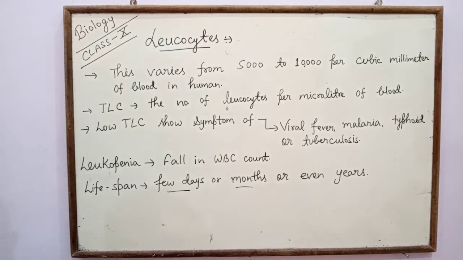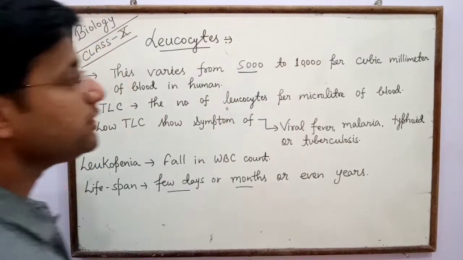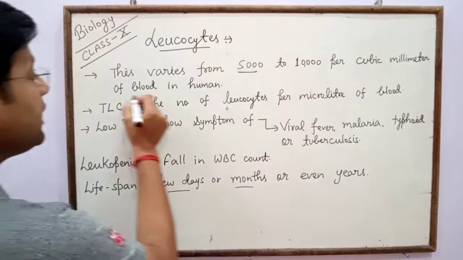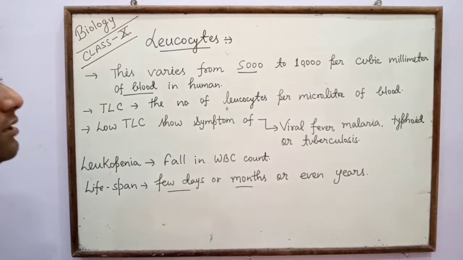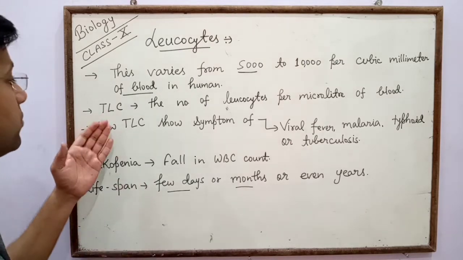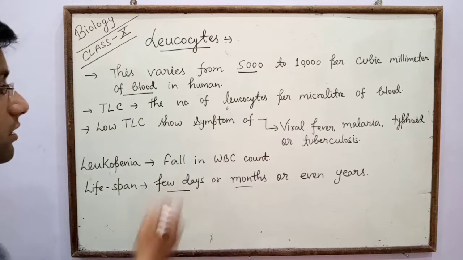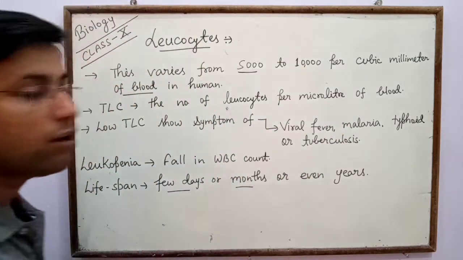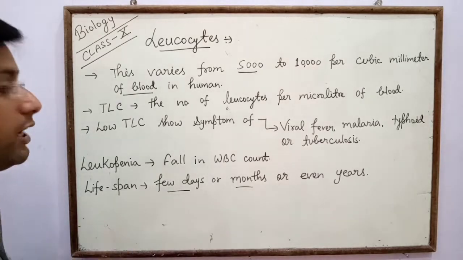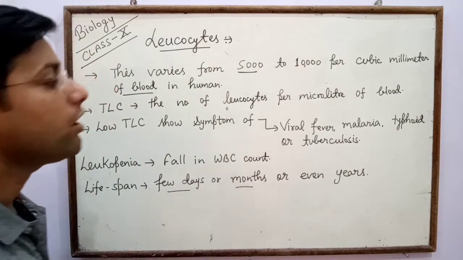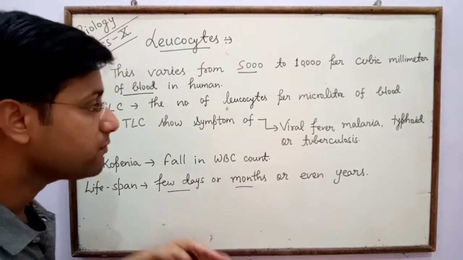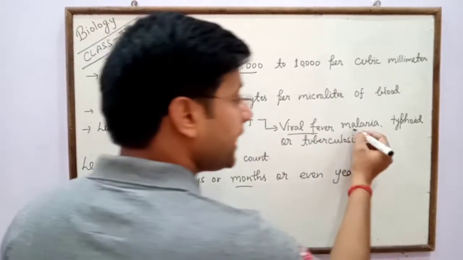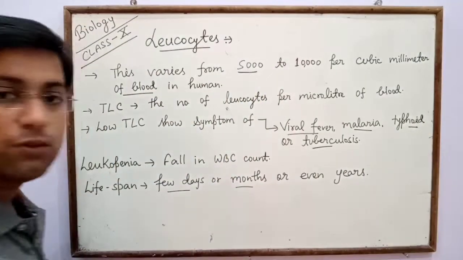In case of leukocytes, the count varies from 5000 to 10,000 per cubic millimeter of blood in human. TLC means total leukocyte count. The number of leukocytes per microliter of blood is called TLC, and a low TLC shows symptoms of viral fever, malaria, typhoid or tuberculosis.